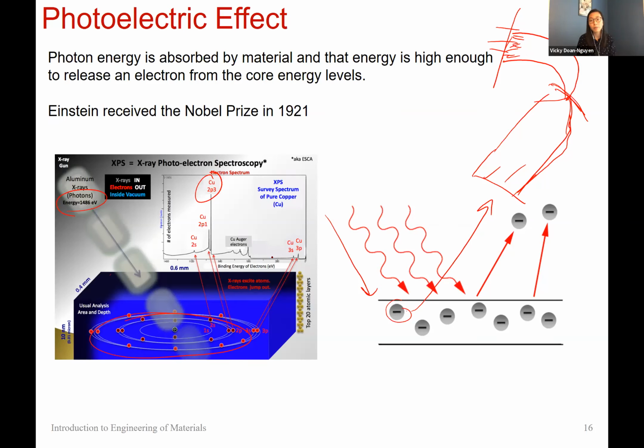So it's quite useful. And so this is the photoelectric effect, where photons can come in, eject an electron, and then that gets detected. And of course, Einstein received the Nobel Prize for this in 1921. Okay. So it's been around for quite a while, well, the theory anyway.